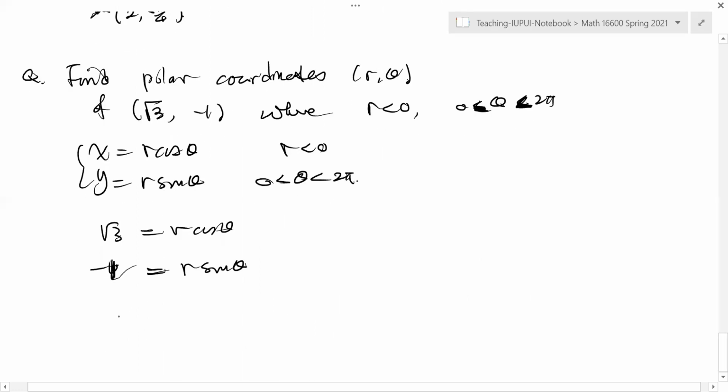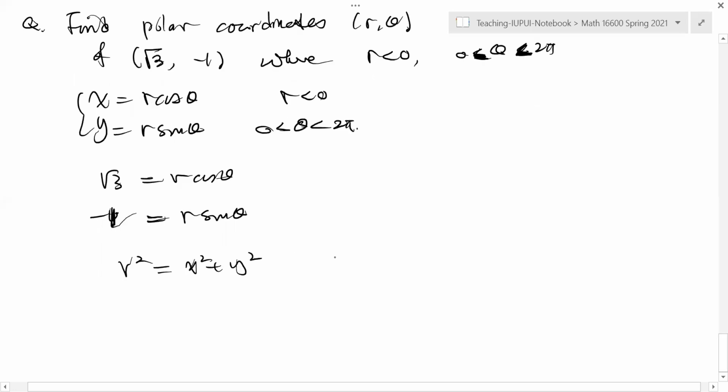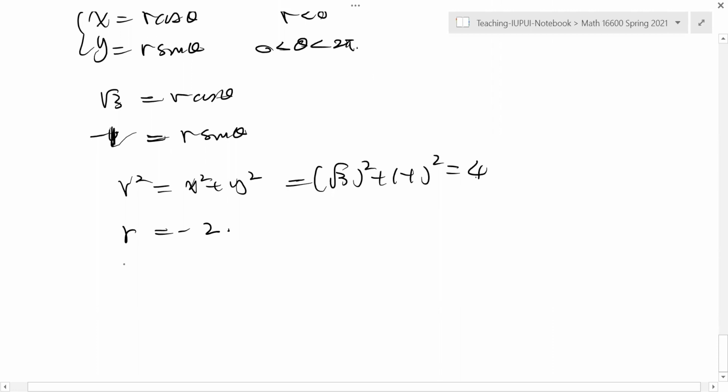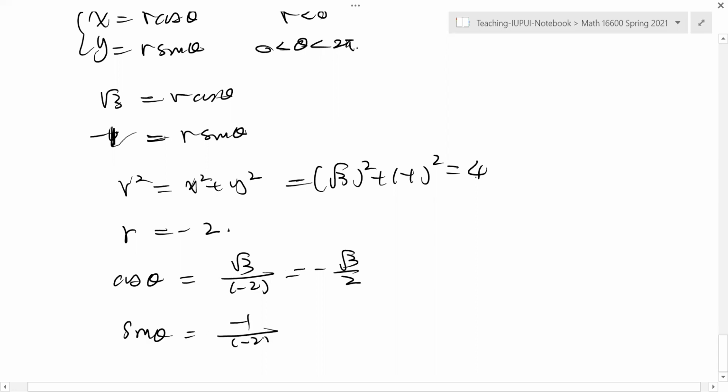Well, I know r squared is going to be x squared plus y squared. This is always true regardless of negative or positive, right? So that is going to be square root of 3 squared plus negative 1 squared, which is 4. Since r is negative, r is negative 2. Now from the above formula, cosine theta is square root of 3 divided by negative 2, so negative square root of 3 over 2. Sine theta is negative 1 divided by negative 2, so it's 1/2.